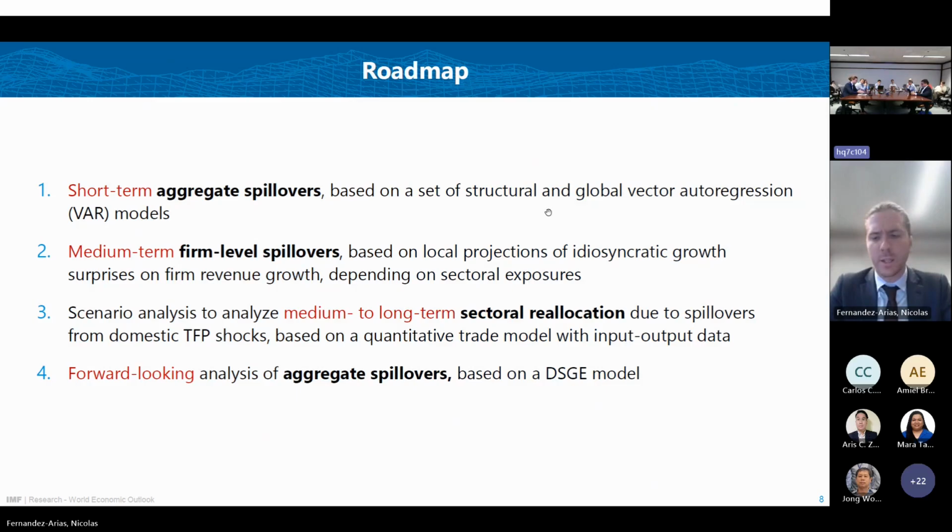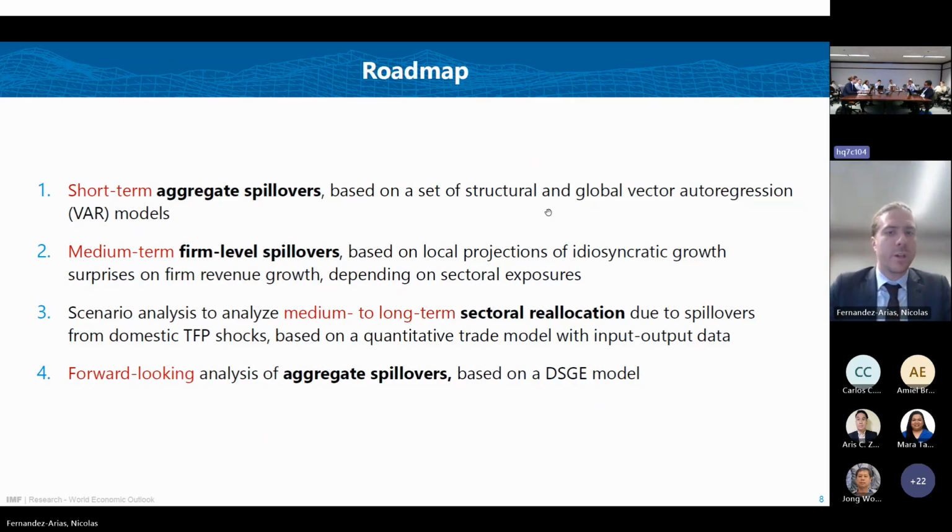The second one is going to be a sensitivity regression analysis, where we look at firm level data and assess the particular exposure of the firm's sector to G20 emerging markets. So whether it's input or output linkages, essentially going back to the previous chart I showed, and see how revenue growth responds to growth surprises in G20 emerging markets, depending on the type of exposure.